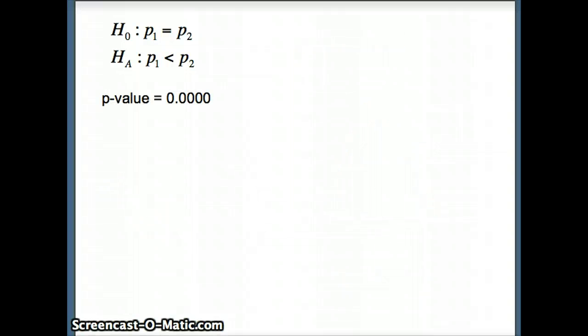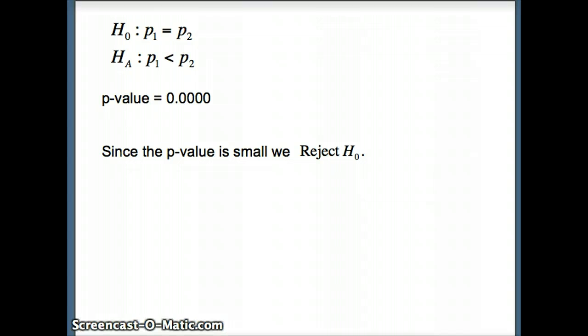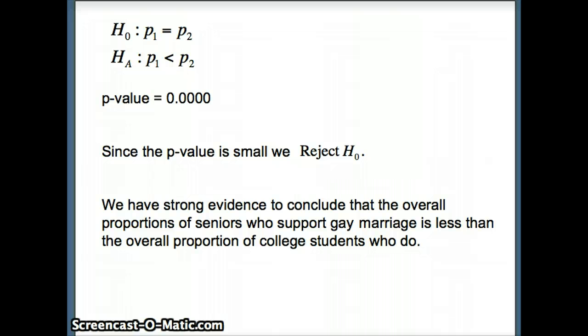So how do we conclude that? Again, there's our H0 and HA, there's our p-value. Not exactly 0, but 0 to 4 decimal places. And we say since the p-value is small, our conclusion is to reject H0. And this time we have strong evidence to conclude that the overall proportion of seniors who support gay marriage is less than the overall proportion of college students who do. And that will complete this presentation.